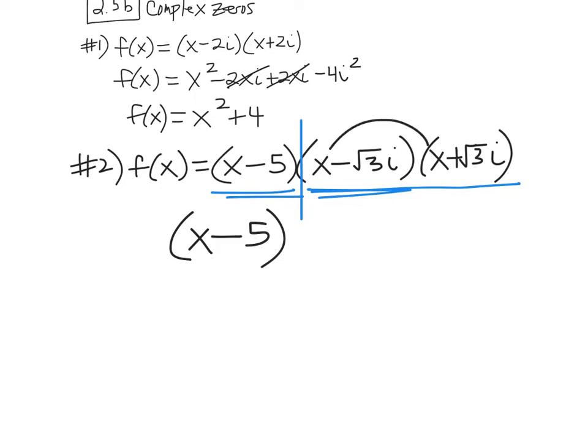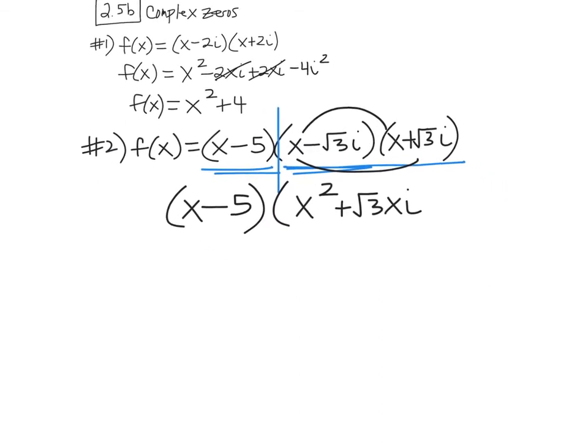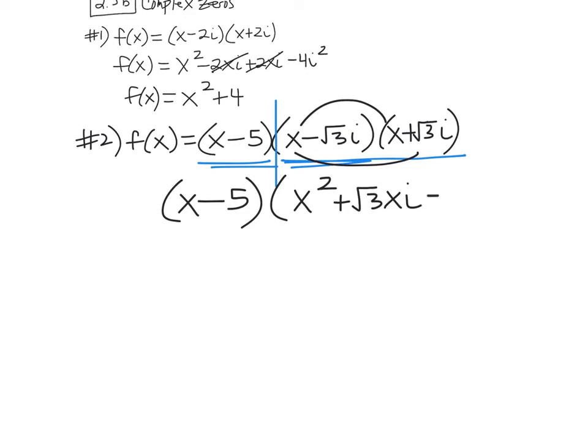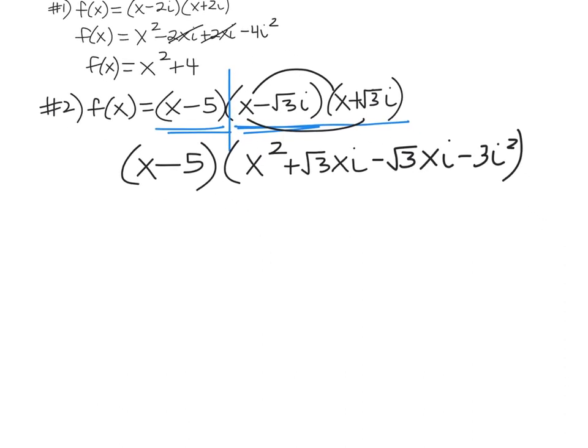All right, so what do we get here? We get x times x is x squared. The outside term is going to be a positive rad 3xi. The inside term is a negative rad 3xi. Ooh, that's exciting. And then what's negative rad 3 times positive rad 3? That would be a negative 3i squared. Did I do it right? We're okay? All right, so I'm left with, still have x minus 5 here. And once I clean all this up, these cancel out. And then you get x squared plus 3.